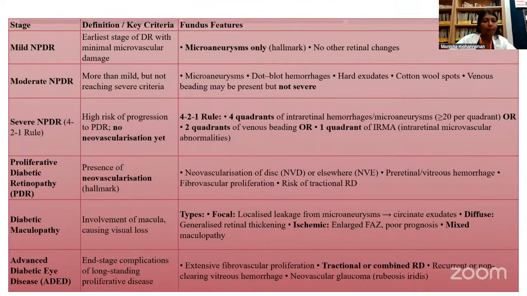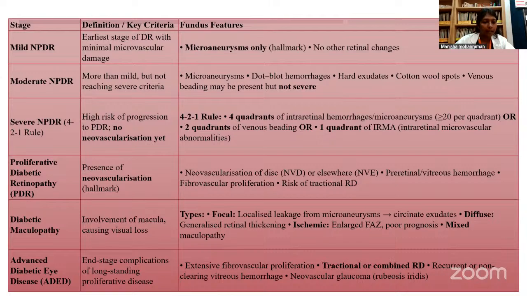In mild NPDR, the earliest stage of diabetic retinopathy with minimal microvascular damage, microaneurysms are seen in the fundus, and no other retinal changes are seen. In moderate cases, more than mild but not reaching the severe criteria, microaneurysms, dot and blot hemorrhages, hard exudates, cotton wool spots, and venous beading may be present in the fundus.